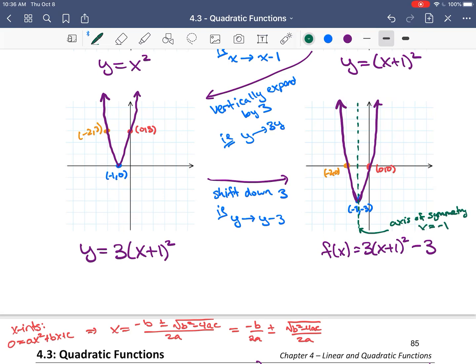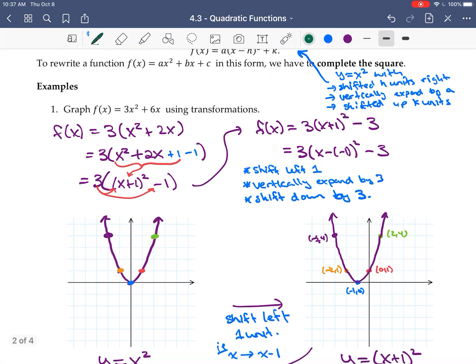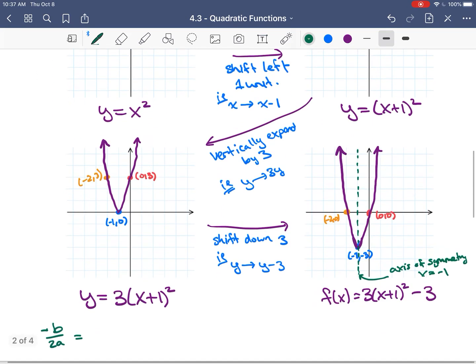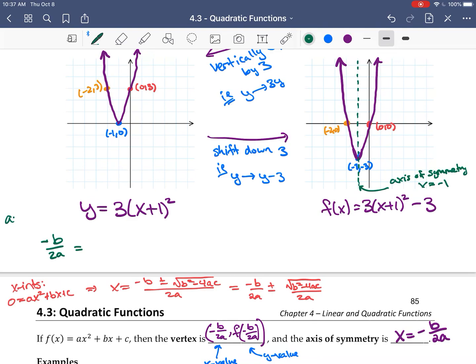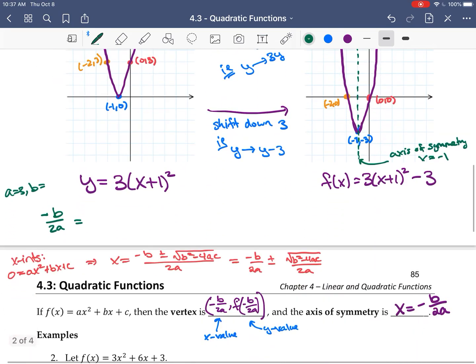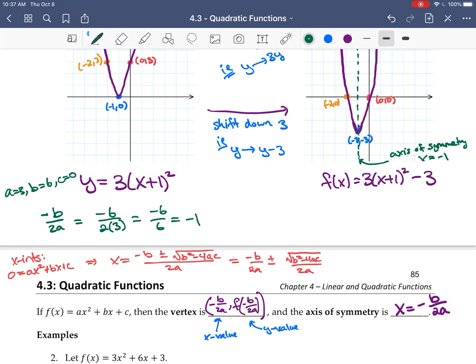Okay, and it's at x equals -1, right? So now let's just check, what is negative b over 2a? If we look at our original function in the form, a equals 3, b equals 6, and c equals 0. So this is going to be -6 over 2 times 3. That's -6 over 6, which is -1. So that does check out for the symmetry, and the vertex is also at that x value.